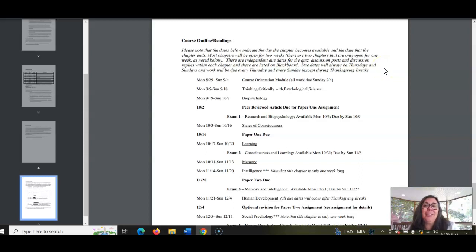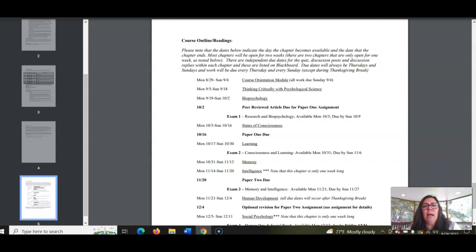So if you use a calendar, which I encourage everyone to do, whether you use a calendar on your phone or you use a paper calendar, it would be good to make note on every Thursday and Sunday that you have work due for SEC 111, because that will be the case throughout the semester. The only exception to that will be Thanksgiving week.